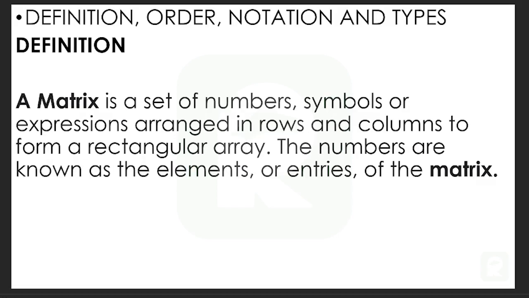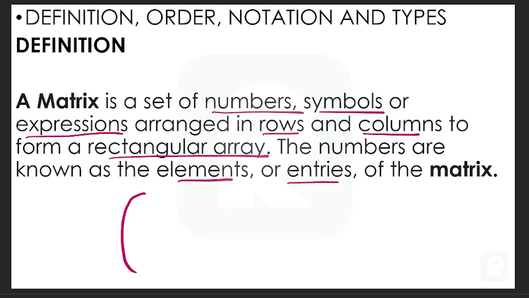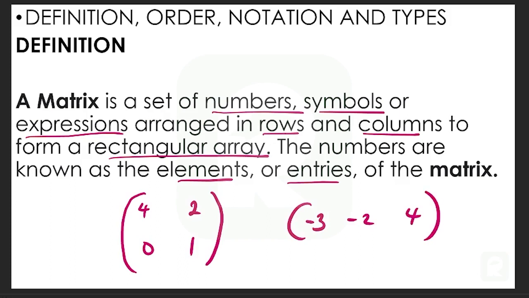Definition: a matrix is a set of numbers, symbols, expressions that are arranged in rows and columns to form a rectangular array. The numbers are known as elements or entries of the matrix. So we're talking about this kind of brackets. Say you're having 4 0 2 1. This is a matrix. It can also be -3 -2 4. That's also a matrix, as long as you have numbers that are arranged in this order, in brackets.